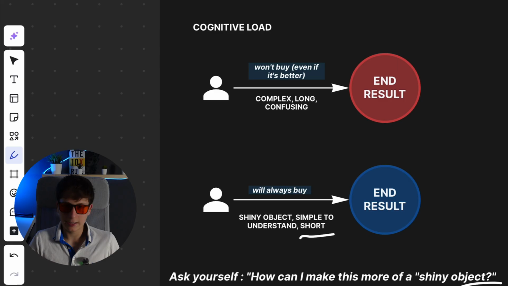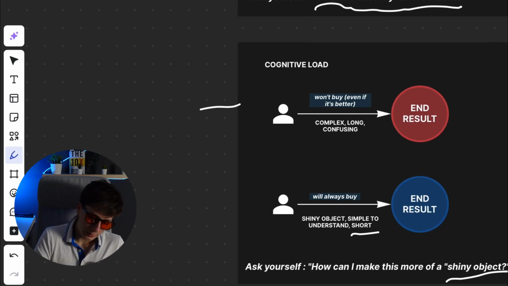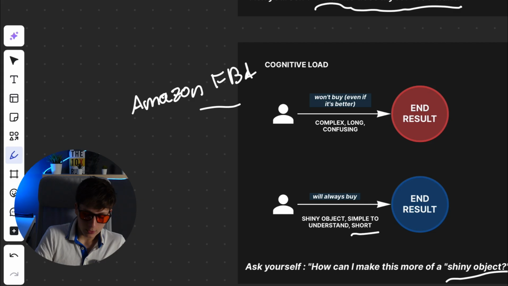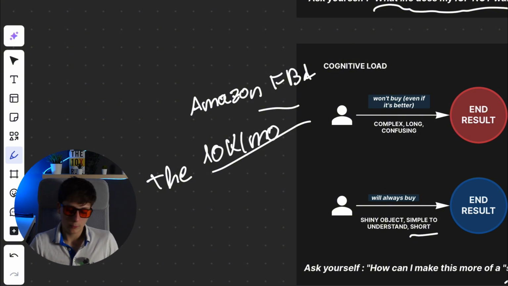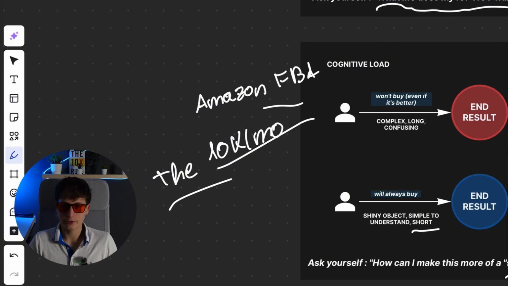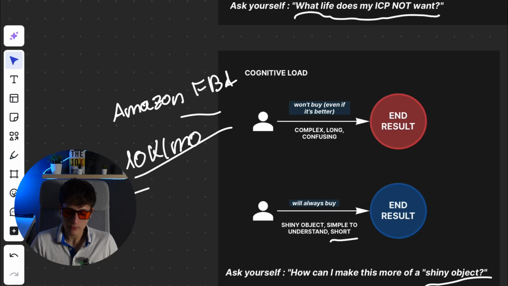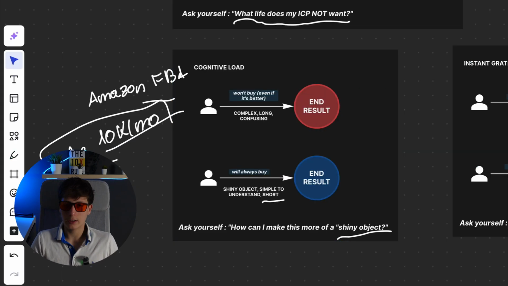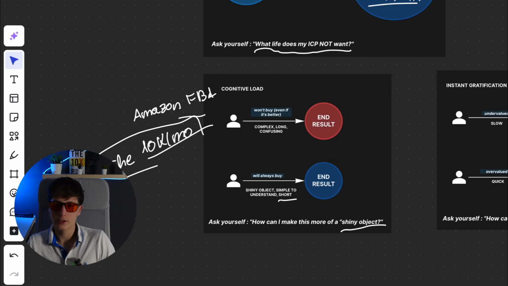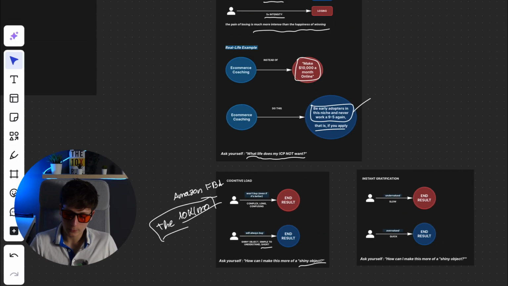Whereas if you just sell something like everybody else does, for example, you can sell an Amazon FBA course, right? But you can also sell the 10K per month playbook. Now, obviously that's a pretty bad example, but that's just because it's off the top of my head. But you need to really sit down and make it like a shiny object, because that makes it seem unique to you, and it's also to do with branding a lot. You need to actually brand your actual offer so that nobody else has that, and that's the cognitive load.